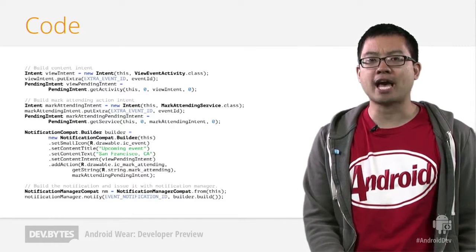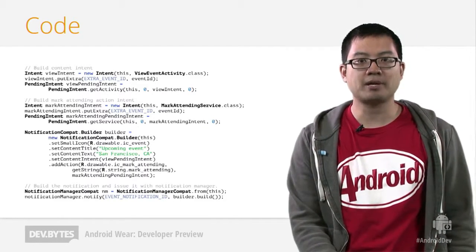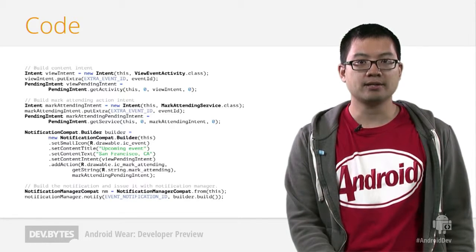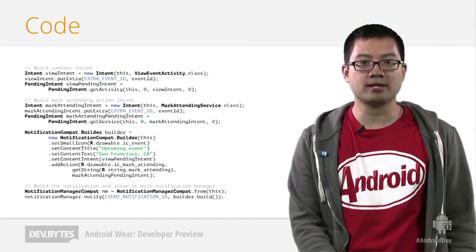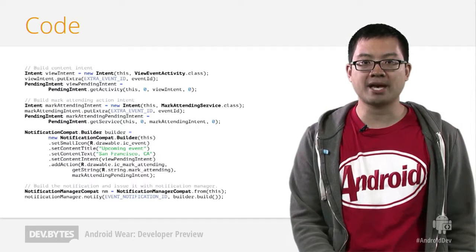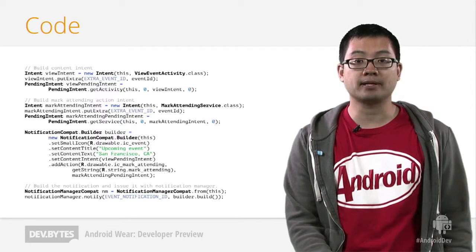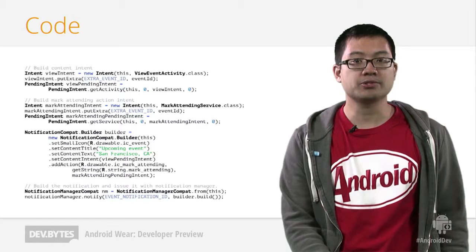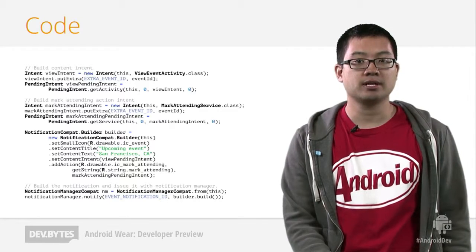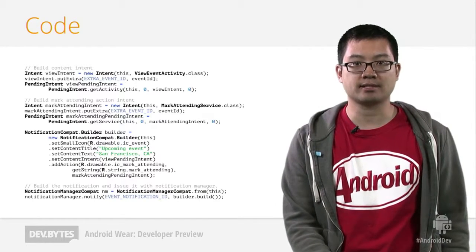Let's look at some code for an app that invites people to events. It probably looks really familiar, right? There isn't anything specific to Android Wear here. I'm just using the notification compat class from the Android support library to show a notification. I've also added an action to my notification so I can tell my app that I'll be attending the event.